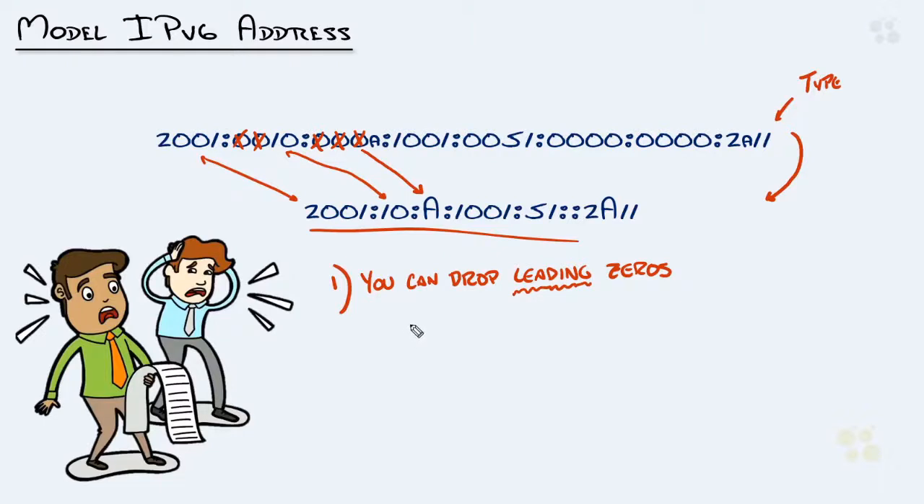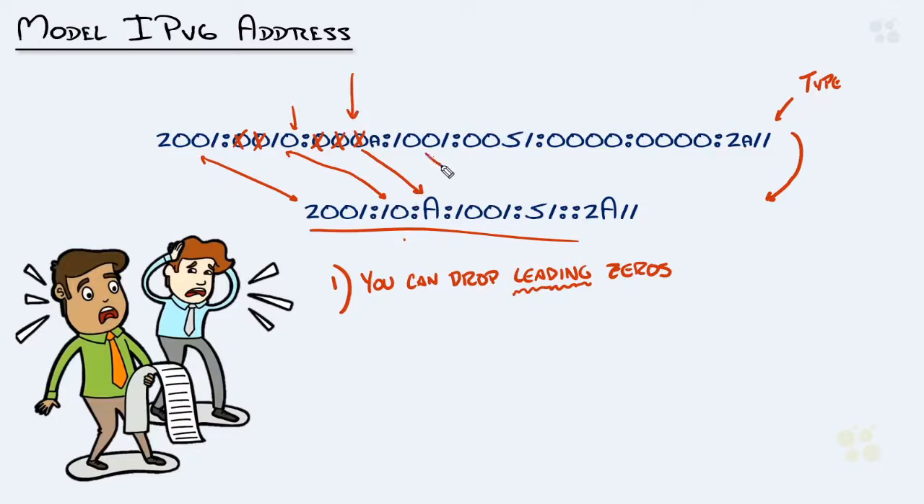Leading is key. You can't drop trailing zeros. That's why you can see the 0 right here stays. And if you think about how binary works, you just can't do that. You can't drop trailing zeros because it changes the value of the number. So that offers a significant shortcut right there.